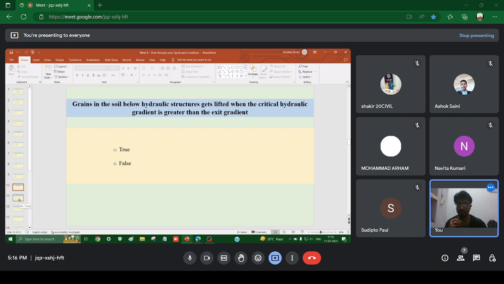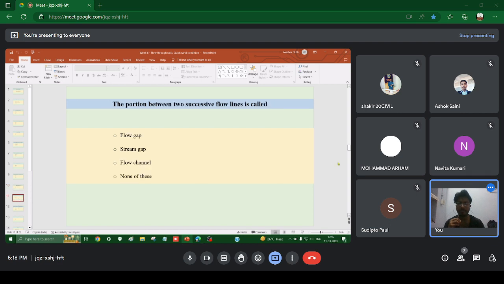Next question. The portion between two successive flow lines is called: flow gap, stream gap, flow channel, or none of these.